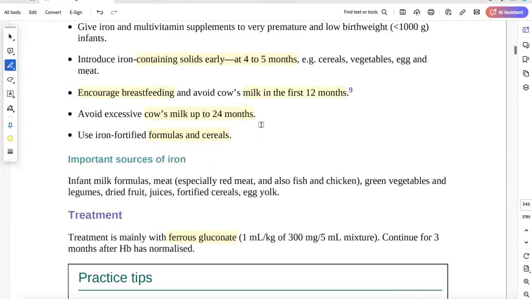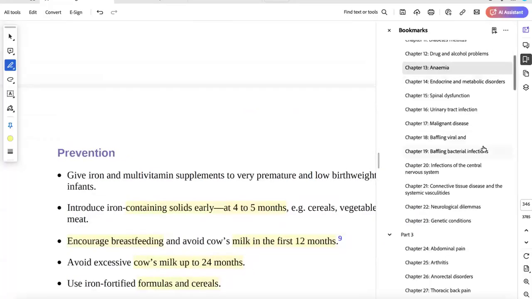Okay, so that's all about the anemia chapter. Any questions, guys?